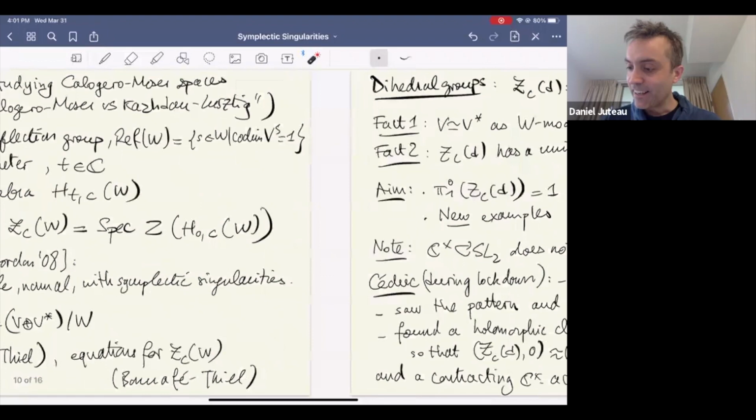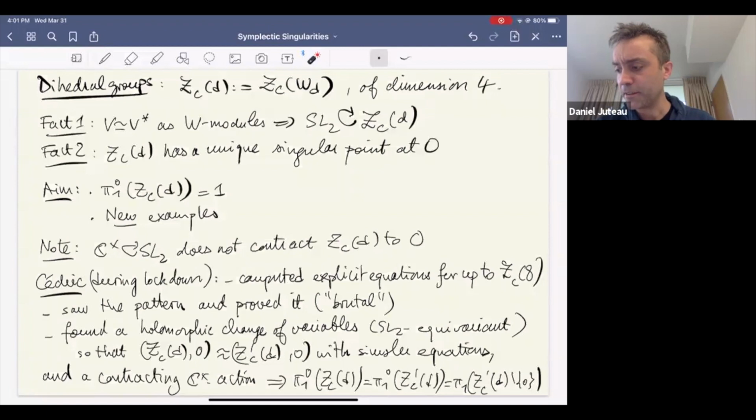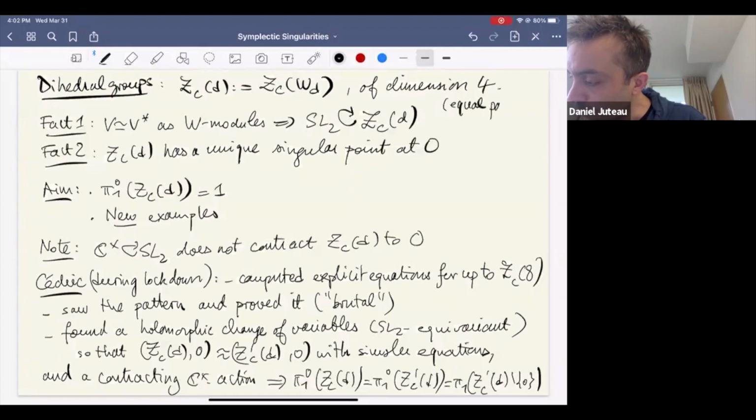So for dihedral groups, we just write ZC of D for ZC of the dihedral group. So first of all, because it's a real reflection group, you have V isomorphic to V star, and this implies that there will be an SL2 action on this ZC of D. And besides, here it's a case of equal parameters. In the case where D is odd, there is only one conjugacy class of reflections anyway. But when D is even, you could also consider an equal parameter case. Well, if you take this equal parameter case, you have a unique singular point at zero.